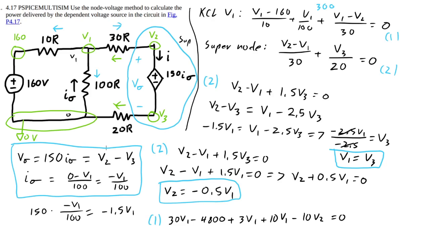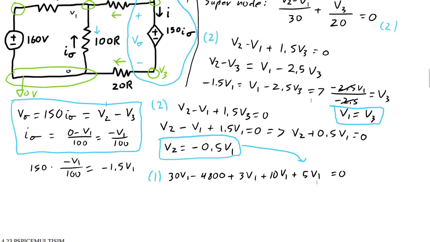Then we're going to plug in this for V2. So what is negative 1/2 of V1? If V2 is negative 1/2 of V1, it's going to turn this into a plus. And we're going to divide this by 2. You end up with 5 V1. So now we have one equation and one unknown. Add all these up, so 30 plus 3 plus 10 plus 5 is 48. Move the 48 element to the other side. Divided by 48, V1 equals 100 volts.